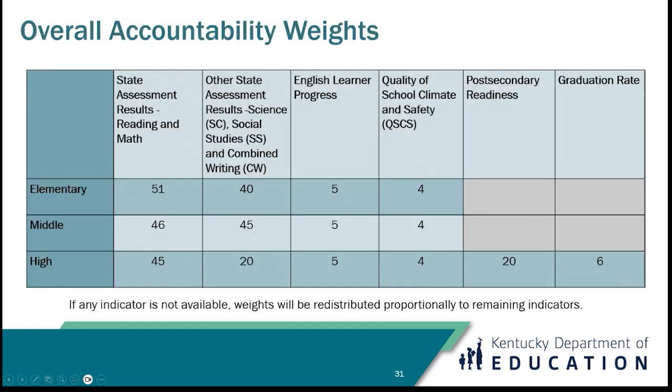As I mentioned earlier, we can find the overall score using the individual indicator scores. In order to do that calculation, we need to reference this table, which provides the overall accountability weights for each indicator at the elementary, middle, and high school levels. So let's see how these weights are factored into the overall score calculation.